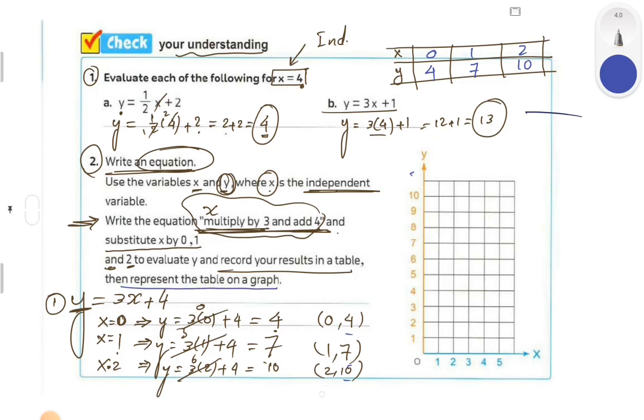He gives us this coordinate plane. Now start with 0 and 4, the first point. Next one, 1 and 7: 1 on the x-axis and 7 on the y-axis. Last one, 2 and 10. Here, 2 and 10.